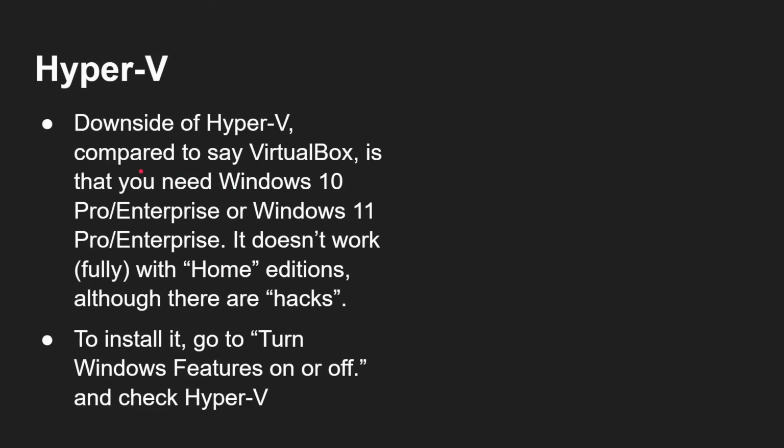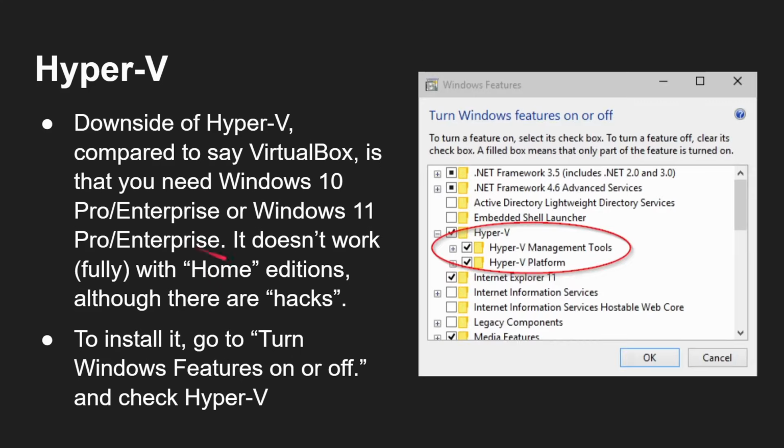Now, I said we'd talk about Hyper-V. The downside of Hyper-V compared to, let's say, VirtualBox is that you need Windows 10 Pro or Enterprise or Windows 11 Pro or Enterprise. It doesn't work fully with the home editions, although Windows 11 does have a lot of that stuff built into it, though it's just not quite there when you use the home edition. But there are hacks to get around that. Now, if you do have a Pro or Enterprise edition, you need to go to this page where you turn on or off Windows features, and you may need to make sure you've got Hyper-V ticked.